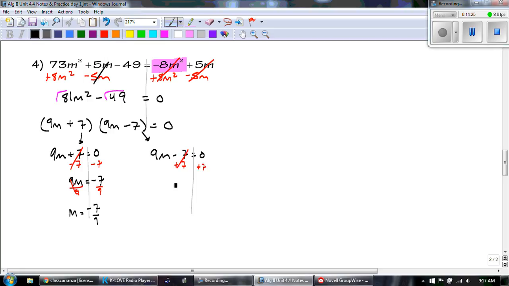Okay, I'm doing the same thing. Solve. Add 7, divide by 9. And then my final answer, -7 over 9 and a positive 7 over 9.